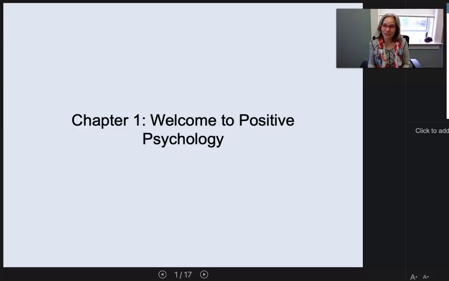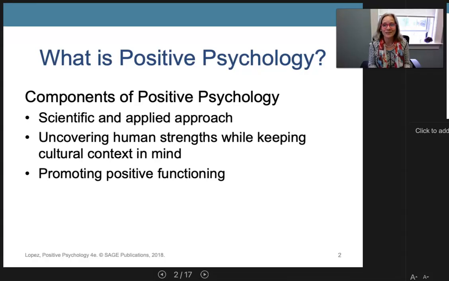Welcome to positive psychology, and I want to give you a little bit of an overview about what it is. There are components of positive psychology that are different from other subdisciplines in psychology. Like all subdisciplines, we have a scientific and, in this case, an applied approach. Applied meaning we want to see how it directly affects people in their environments. Positive psychology is all about uncovering human strengths and keeping cultural context in mind so that we don't pathologize certain cultures for behaving in certain ways. And it's all about promoting positive functioning.